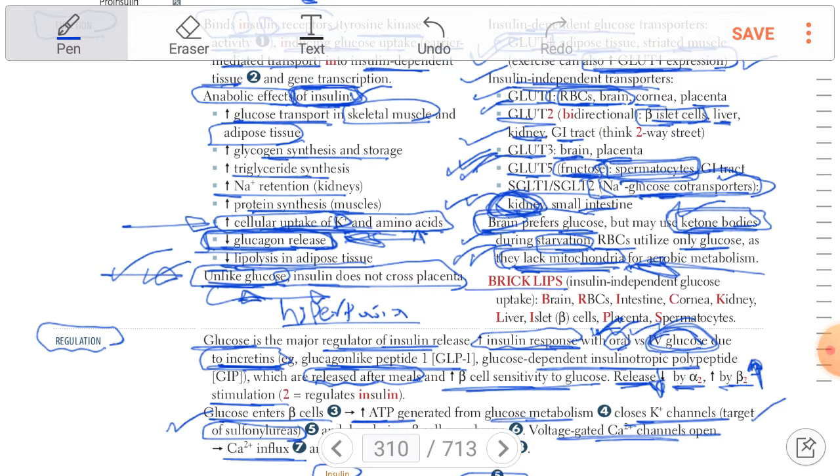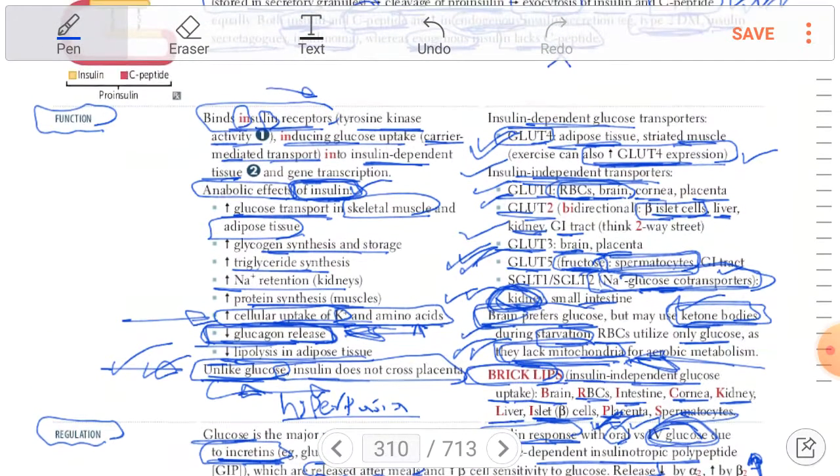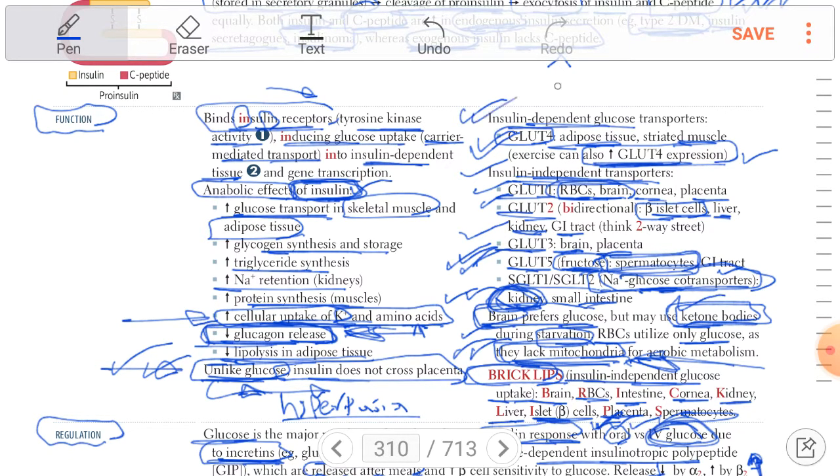We have here insulin independent glucose uptake through what? Brain, RBCs, intestine, cornea, kidney, liver, beta islet of pancreas, and also placenta, spermatocytes. This is insulin independent glucose uptake. So what is the insulin dependent glucose transporter? In what? In adipose tissue and striated muscle, and it's called what? It's called GLUT4.